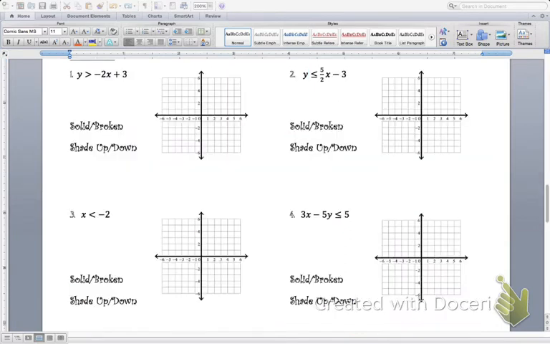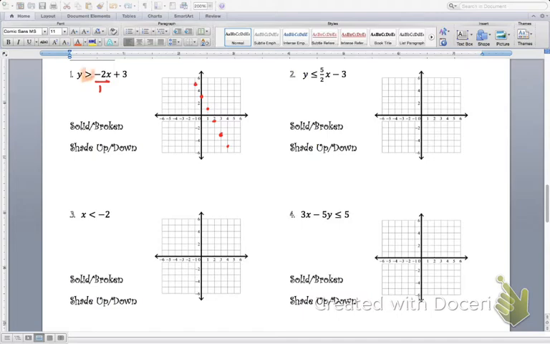All right, let's get started with number 1. So number 1, we start at 3, put our point there. We're going to make this into a fraction. We're going to go down 2 over 1, down 2 over 1, all the way through. Just like regular, we always graph our line first, or point for our line first. Then we're going to decide, is this going to be a solid line or a broken line?